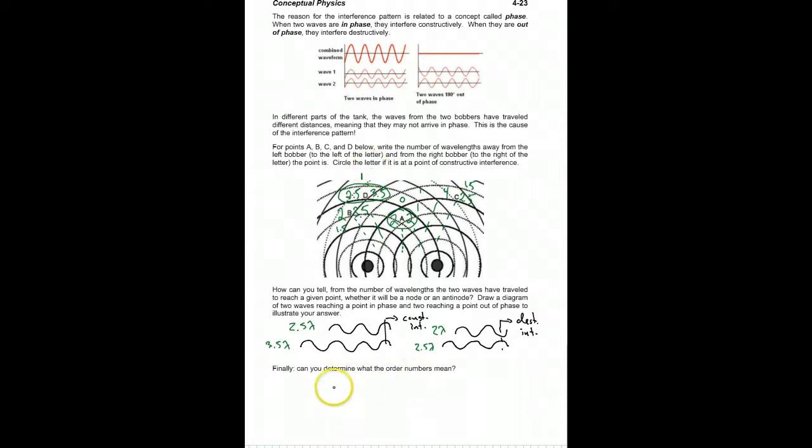So the order number is the difference in travel distance from the two bobbers. And that difference in travel distance is measured in wavelengths. So the big idea here is that if I'm on the m equals 2 line, one of the waves has traveled 2 wavelengths further than the other to get there. It doesn't tell me what the distance is, and every point along the line is a different distance. But if I'm on the m equals 2 line, I know that I'm 2 wavelengths closer to one than the other, and that tells me that those waves will always arrive in phase, so that'll be a place of constructive interference.